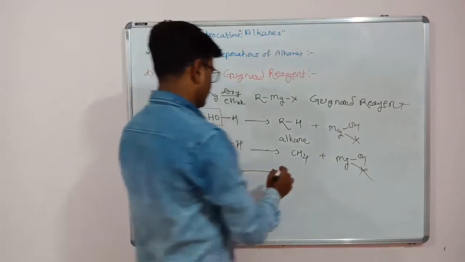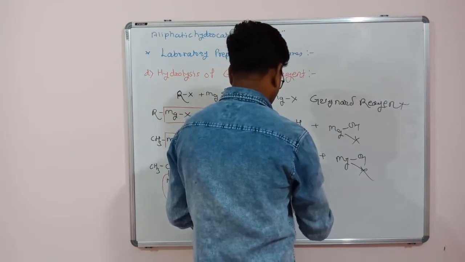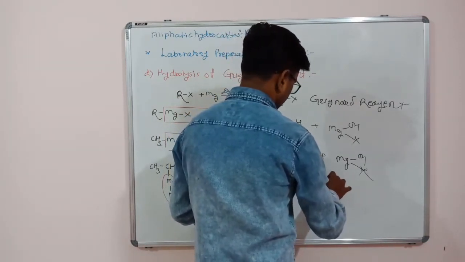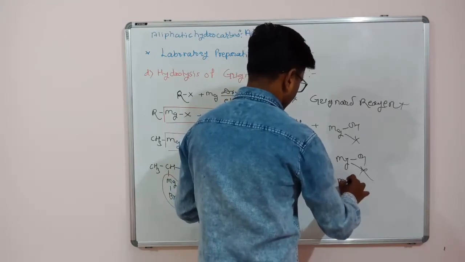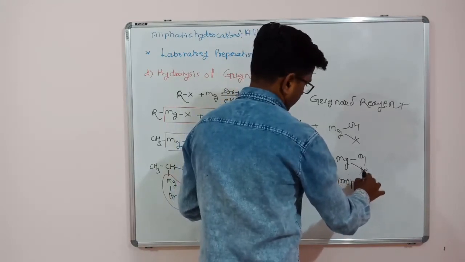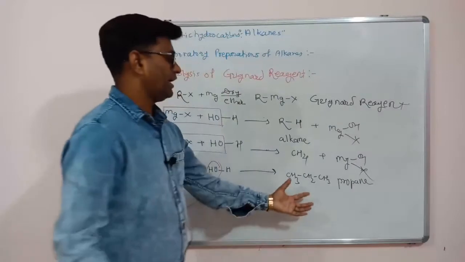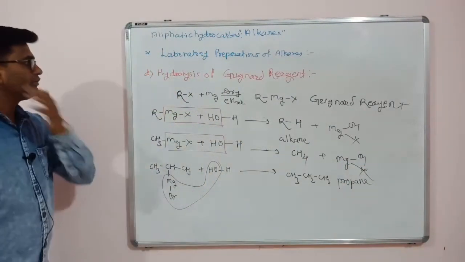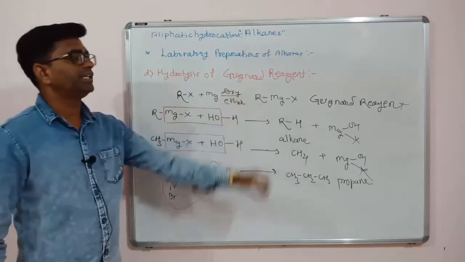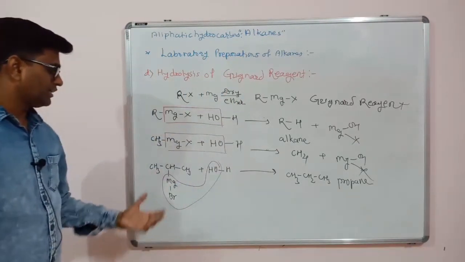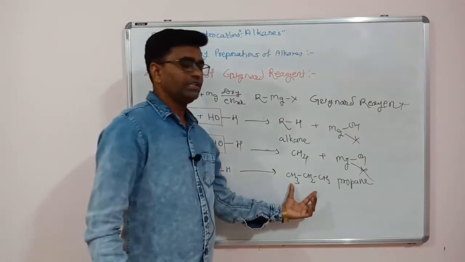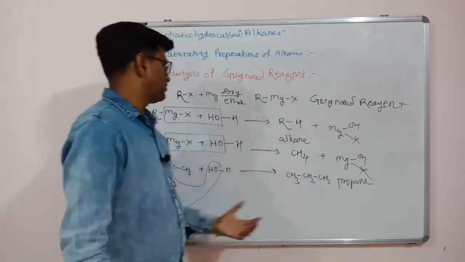So your product will be CH3CH2CH3. So we will get propane as a product and the byproduct is MgOH(X). So this is what hydrolysis of Grignard reagent is. You can get alkanes. Whatever the alkyl group is there, that alkyl group is converted to the alkane by hydrolysis of Grignard reagent.